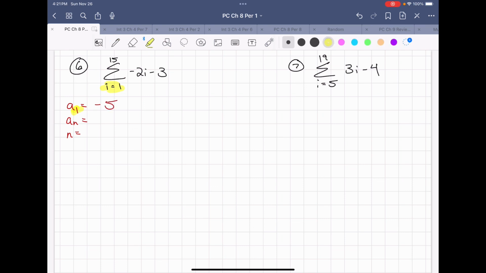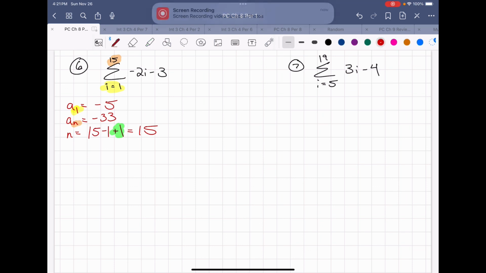The index tells you what to plug in to get your last term. So I'm going to plug in 15. Negative 2 times 15 is negative 30. Minus 3 is negative 33. And then if I'm counting from 1 to 15, how many numbers do I actually hit? I hit 15 minus 1, but then plus 1, right? I hit 15 numbers. Don't forget to add 1 when you're trying to do the sequence, which when it starts at 1, that makes sense, but when we get to number 7, that's when people mess up.